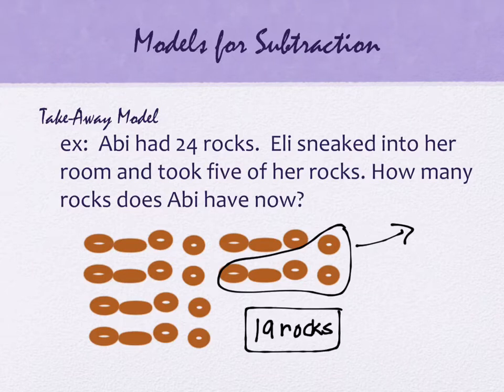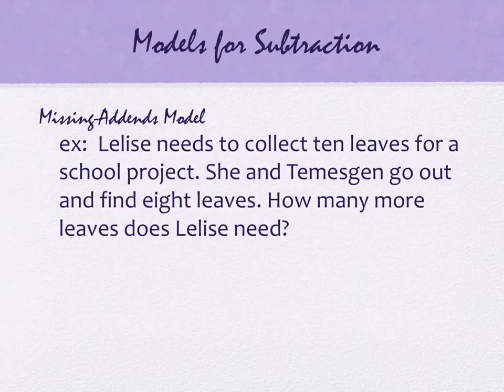Let's do another one. Like I said, not everything is takeaway. The next model is called missing add-ins. Missing add-ins is the idea that I need a total number of something, and I don't have all of it yet. I have some of it, but not all of it. So Lilise needs to collect 10 leaves for a school project. She and Temeskin go out and find 8 leaves. How many more leaves does Lilise need? This is not takeaway. I don't have something and something's being removed. It's not a takeaway model, but it is a subtraction model.